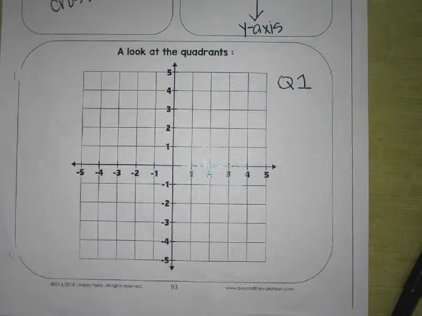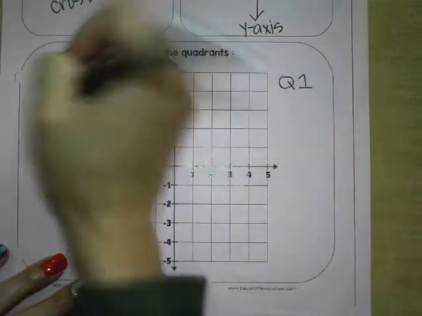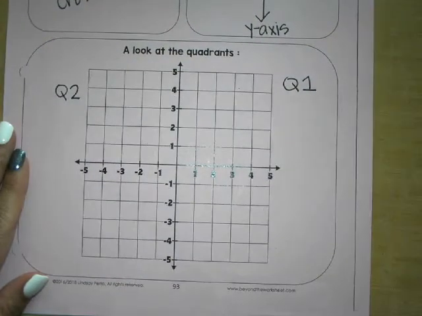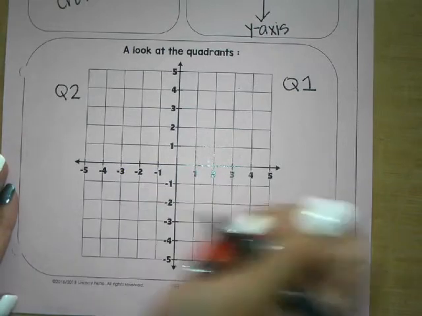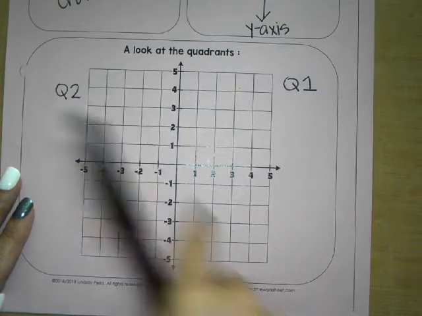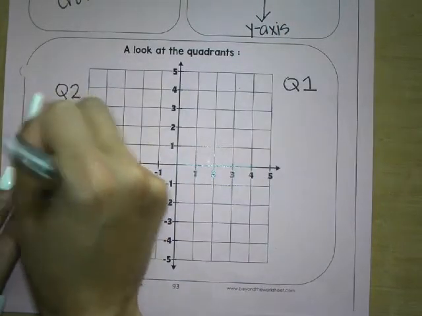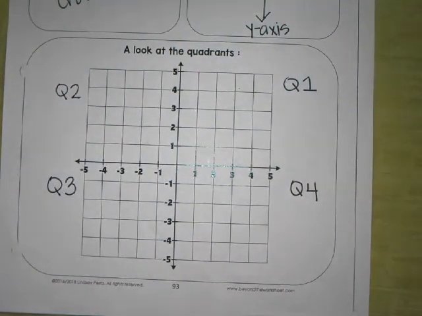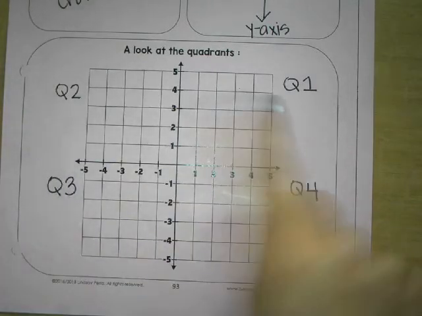So now the question is, which one's my quadrant 2 then? Dax? Top left. Quadrant 3, Claire? This one? Nope. Which means it has to be the bottom left. And then process of elimination means that the bottom right is quadrant 4. So it starts in this quadrant up here.